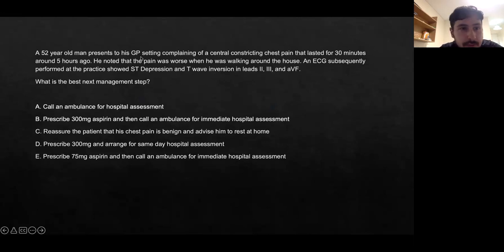So this is the first one. A 52-year-old man presents to his GP complaining of central constricting chest pain. This lasts for 30 minutes, about 5 hours ago. The pain was worse when he was walking around, and an ECG at the practice, which must be a good practice to do an ECG, showed ST depression and T-wave inversion in leads 2, 3, and aVF. How should you manage this patient next? So whenever you're ready, pop your answer in the chat.